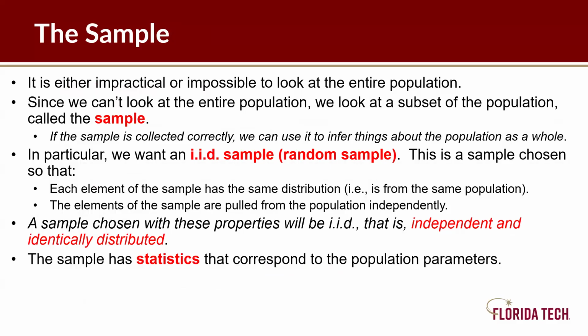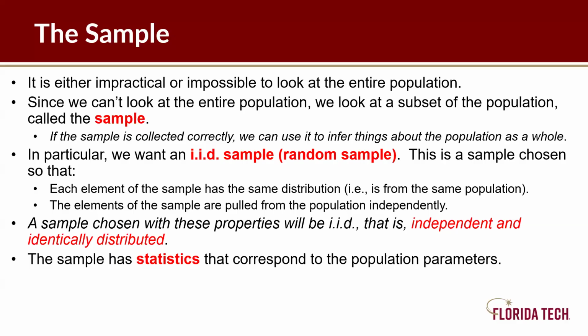It's either impractical or impossible to look at the entire population. All right. Since we can't look at the entire population, we instead look at a subset of that population, and that's called the sample. If the sample's collected correctly, we can use it to infer things about the population as a whole. In particular, we would like to have what we call an IID sample, or equivalently a random sample.